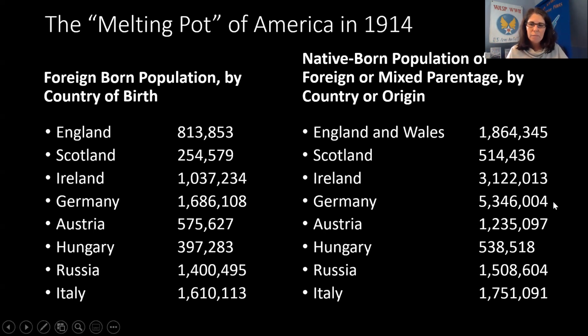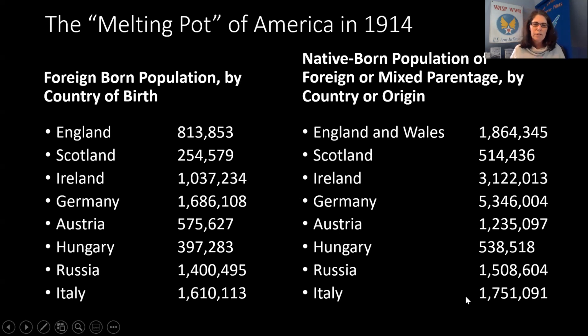And then add these numbers up, right? Look at these millions of people that have this very close connection to these foreign countries, right? To these places that are all now involved in the war. 1.8 million from England and Wales, 500,000 from Scotland, 3 million from Ireland, 5 million from Germany, 1 million from Austria, right? And the numbers just keep going on.